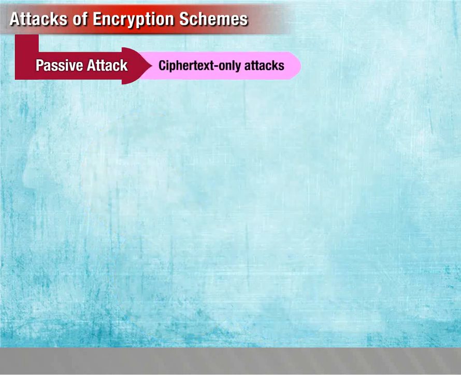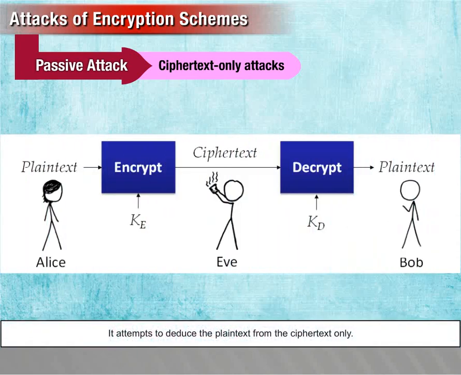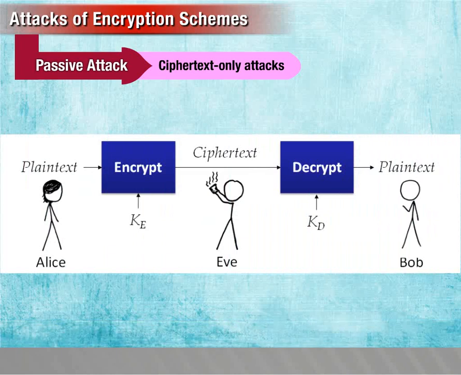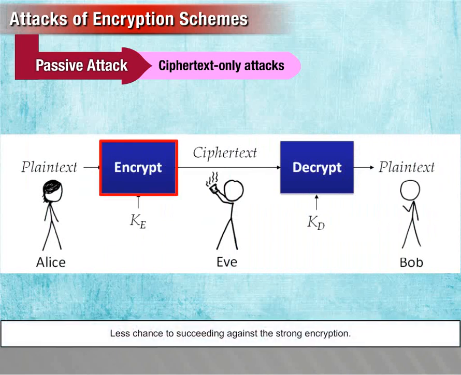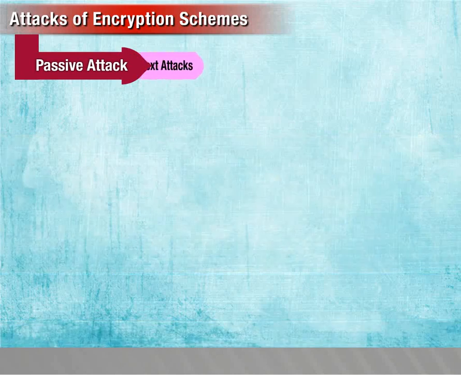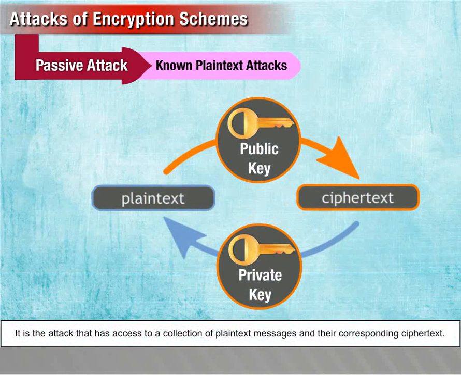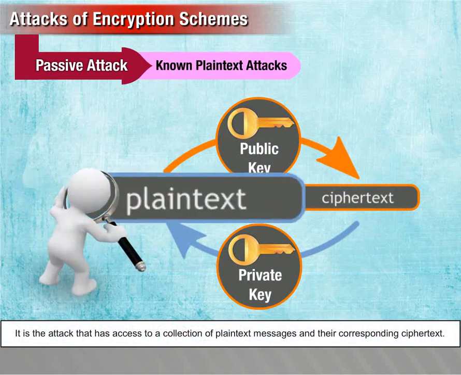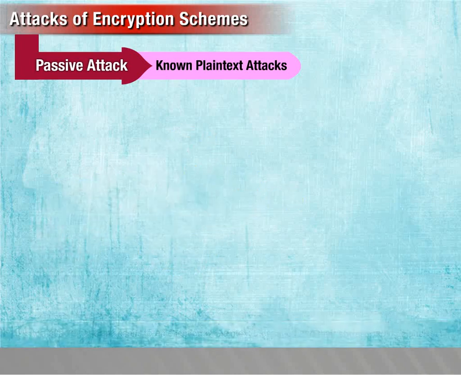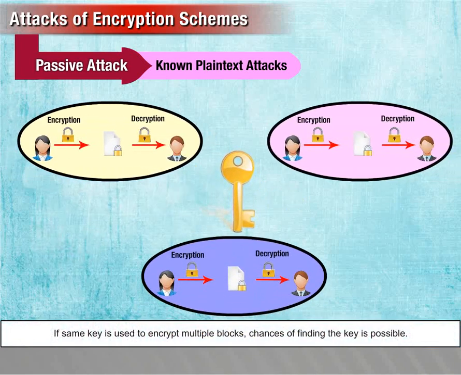Ciphertext only attacks attempt to deduce the plaintext from the ciphertext only. They have less chance to succeed against strong encryption. Known plaintext attacks: the attacker has access to a collection of plaintext messages and their corresponding ciphertext. If the same key is used to encrypt multiple blocks, finding the key is possible.